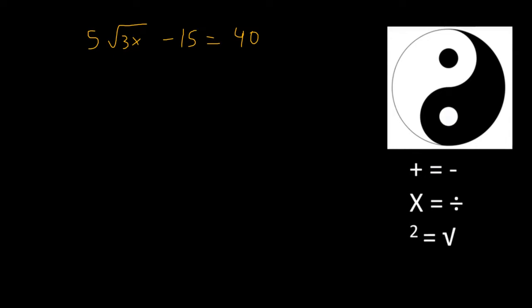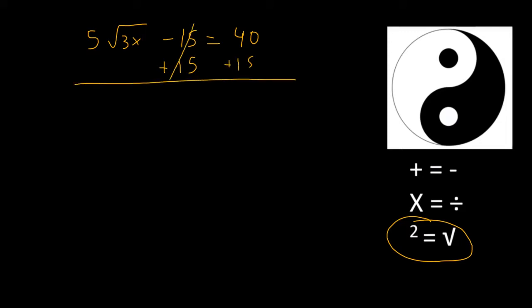Okay, so with this problem, it's the same idea, right? So if I see a square root, I know the opposite is squared. So from here, what do I do first? Well, the first thing I want to do is I want to add 15 first. When I add the 15, it becomes 55 equals 5 square root of 3x.